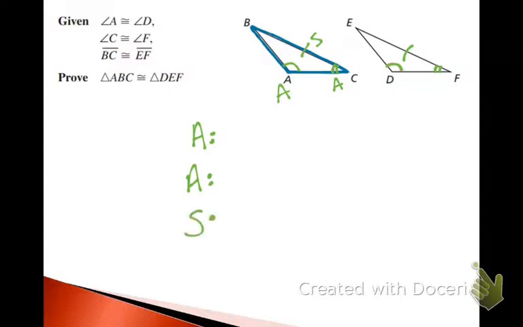This is our proof. Angle, angle, side. So what was the first angle we marked congruent? Angle A congruent to angle D. The next side we marked congruent. C and F.